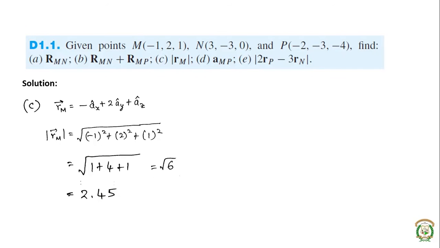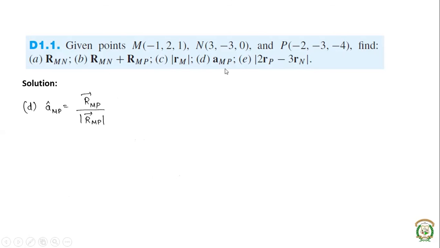Okay, in the next part, we are supposed to find the unit vector in the direction of the line joining the points M and P, that is Amp. To find Amp, we know the unit vector in any given direction is the vector divided by its magnitude. So Amp cap is equal to vector Rmp divided by the magnitude of vector Rmp. We have the vector Rmp, which we obtained as -Ax, -5Ay, -5Az in part B.